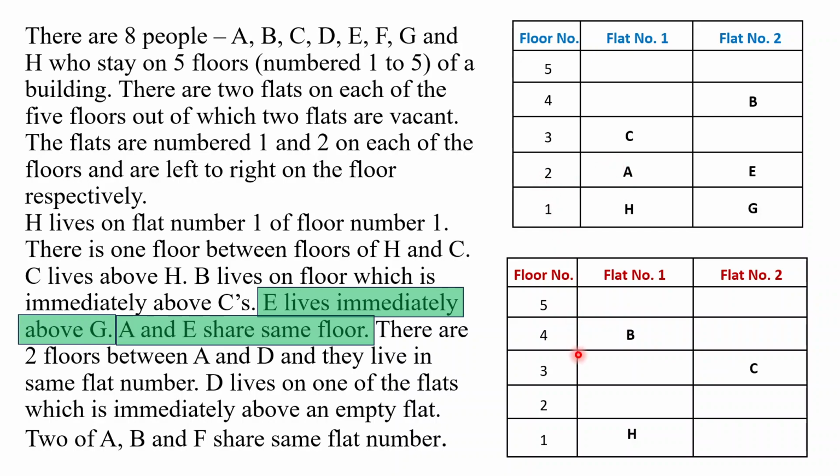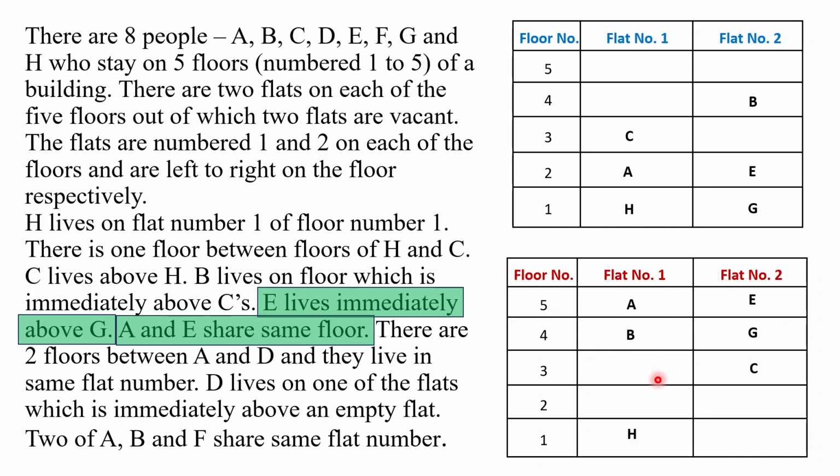Now in case number 2, let's suppose G is placed here in flat number 2 of floor number 4. Then above G in flat number 2 of floor number 5, E will be placed here. Okay. Now A and E share the same floor. So A will be placed here in flat number 1 of floor number 5. Okay. In the second case.